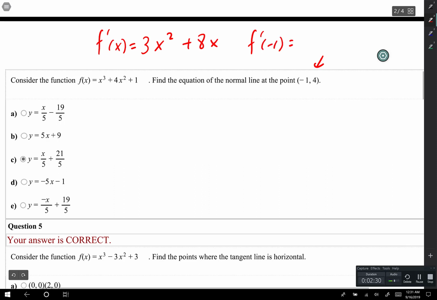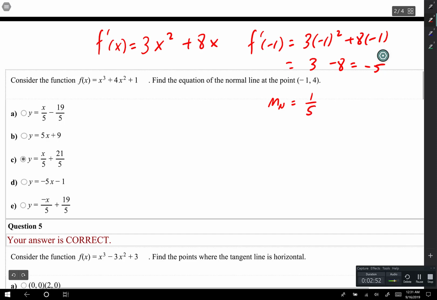So f prime of negative 1 is 3 times negative 1 squared plus 8 times negative 1. So let's see what I get here. I get 3 minus 8, which is negative 5. So now I'm going to do opposite reciprocal. So my new slope, my normal slope, has to be a positive 1/5.